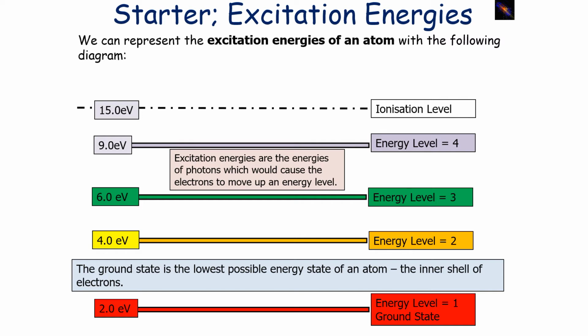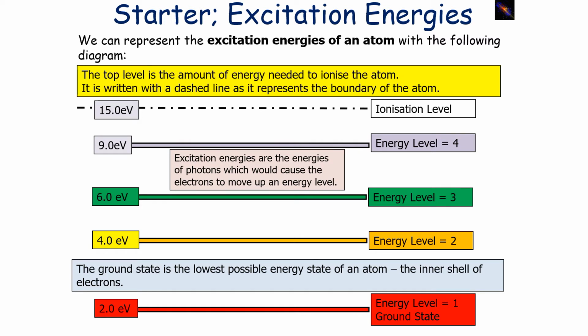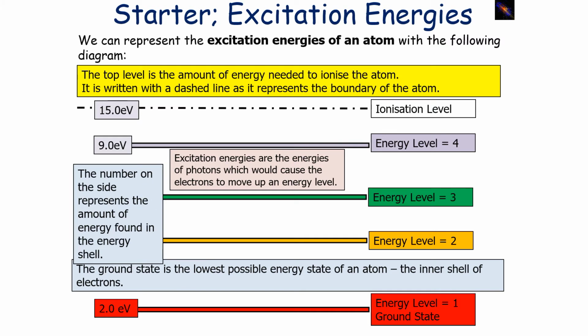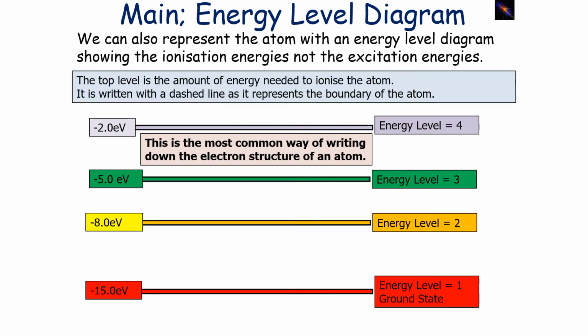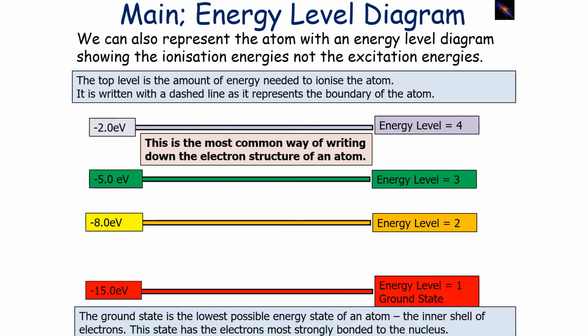Like we said before, ground state is the lowest possible state of an atom, and the top level is the amount of energy to ionize the atom, which is written with the dashed line as it represents the boundary of the atom. Now the number on the side represents the amount of energy found in the shell. Now the most common way of writing the structure of the atom though is not with excitation energies, rather with ionization energies. Now what this tells us is, once again, the top level is the energy needed to ionize the atom. The bottom level is the ground state, the most stable state of the atom.